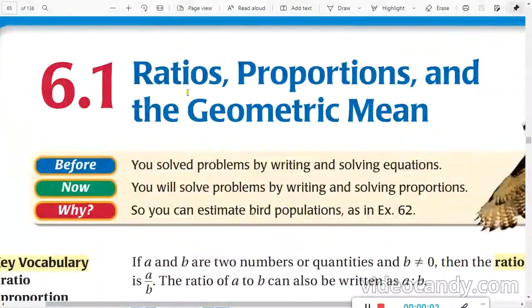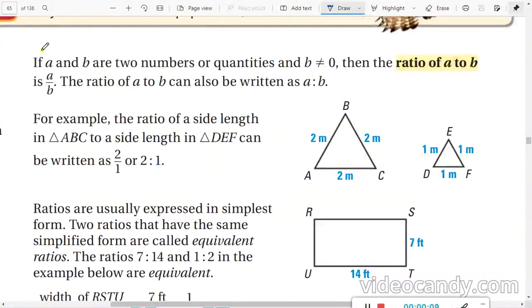Chapter 6.1, Ratios, Proportions, and the Geometric Mean. If A and B are two numbers or quantities and B is not equal to 0, then the ratio of A to B is A over B. Okay, and the ratio can also be written like so.